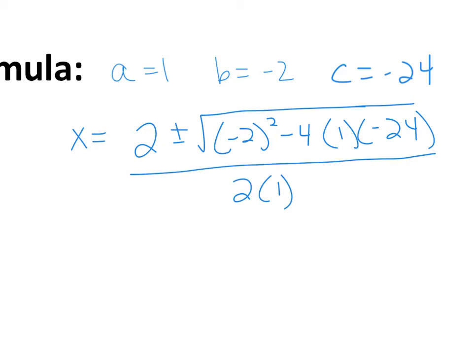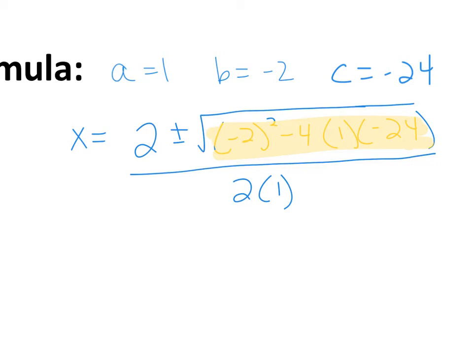Our focus to start with is going to be the inside. We need to get an answer on the inside here. So this is just calculator work. Go ahead and type it into your calculator: negative 2 squared minus 4 times 1 times negative 24.